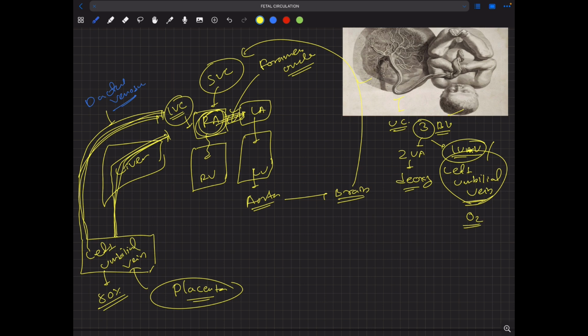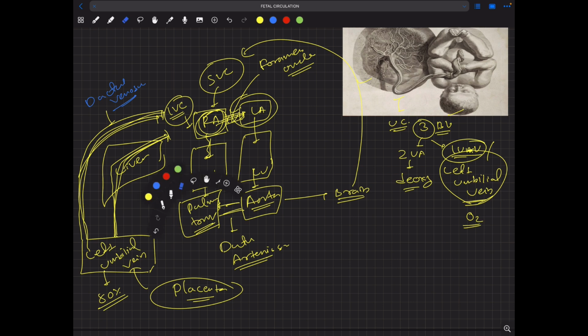From the brain, the deoxygenated blood comes back via the superior vena cava and reaches the right atrium. Most of the blood goes to the left atrium, and a very small amount goes to the right ventricle. From the right ventricle, it opens into the pulmonary trunk. The pulmonary trunk and aorta also have a connection between them. This connection between the pulmonary trunk and aorta is a shunt called the ductus arteriosus.